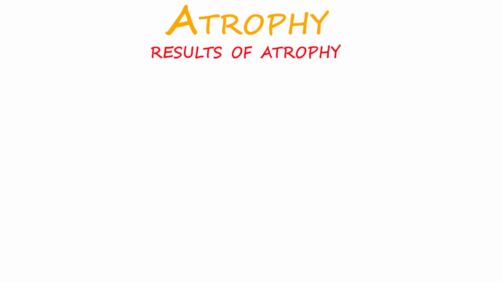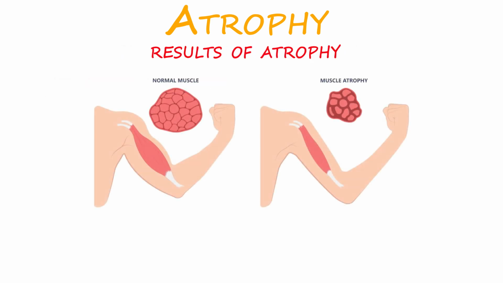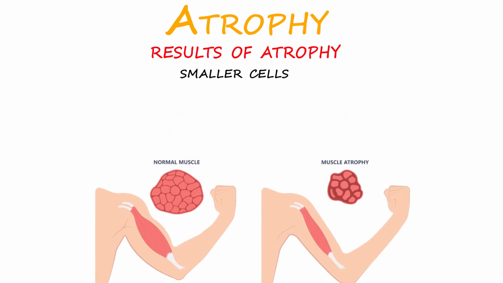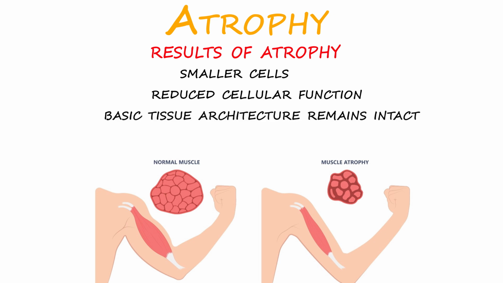As a result of these processes, atrophy leads to several key changes in the affected tissue. The cells become significantly smaller in size. These smaller cells have reduced functional capacity. However, it's important to note that despite these changes, the basic tissue architecture remains intact, distinguishing atrophy from more severe forms of tissue damage. In summary, atrophy is a reversible adaptive response where cells decrease in size through protein degradation, decreased synthesis, and autophagy, resulting in smaller but structurally intact tissues.